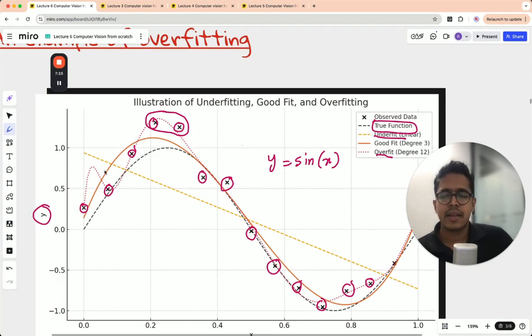So this solid orange line is respecting two things. It's respecting the physics of this particular experiment that generated the observed data, but it's also respecting the experimentally observed data because it's not too far from it. So it's kind of the best of both worlds. And that is a good function. It's a good fit because it can generalize.